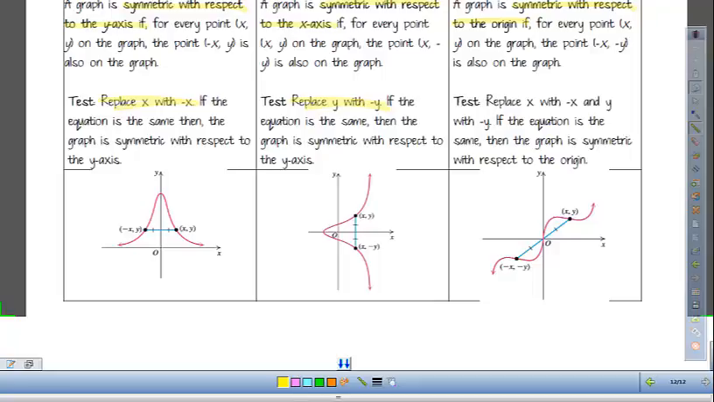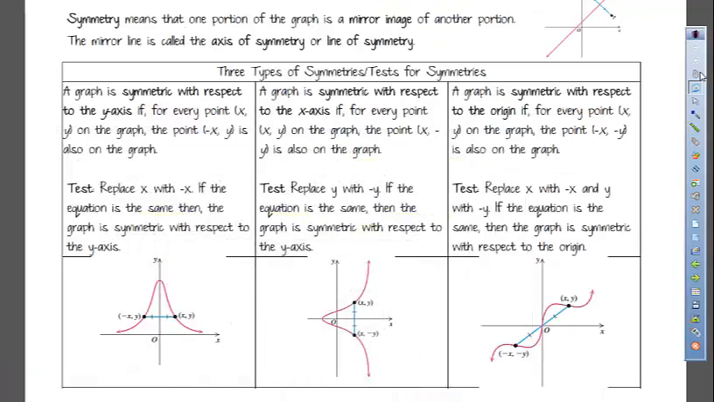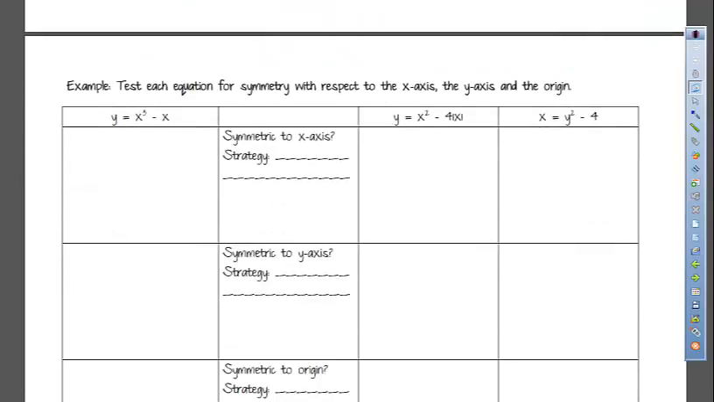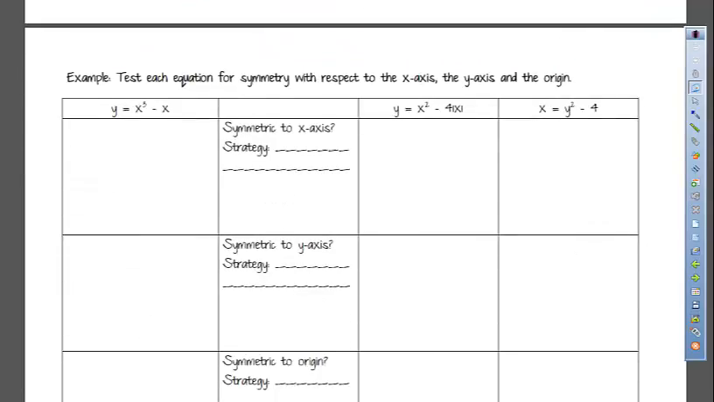And then finally, symmetric with respect to the origin. It says for every point (x, y) on the graph, the point (-x, -y) is also on the graph. So we're swapping both the x and the y. The strategy is to replace x with negative x and y with negative y. If the equation is the same, then we can say that the graph is symmetric with respect to the origin. So that's what we have to remember. Let's look at some examples. We got lots of examples.